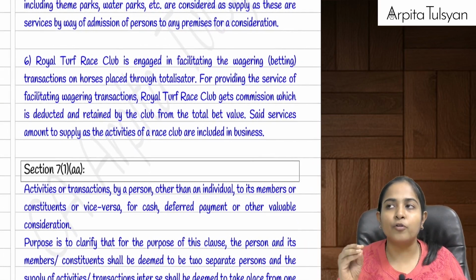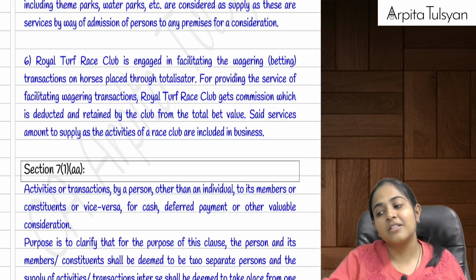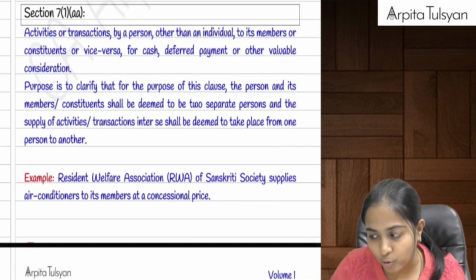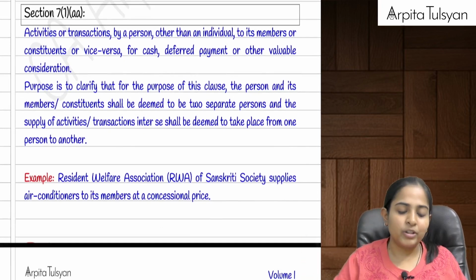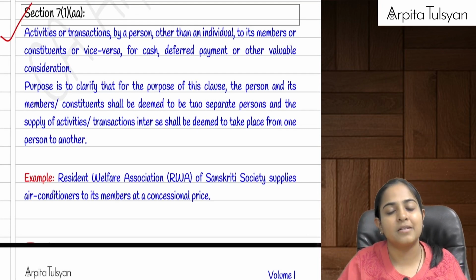Every supply of goods or services done for a consideration in the course or furtherance of business will be considered as a supply. Exceptions, etc., we are yet to do. Then going on to the next point. The next point is also an inclusion point. Inclusion point means it will be considered as a supply.